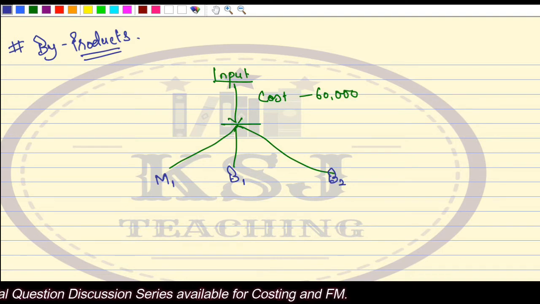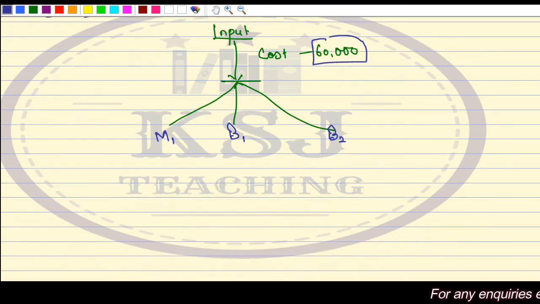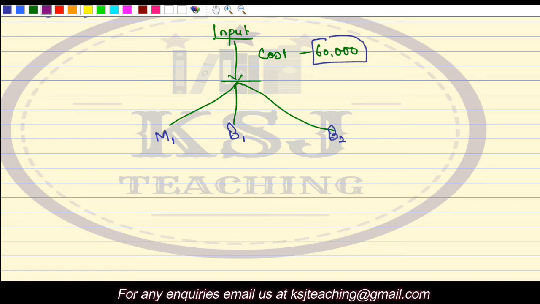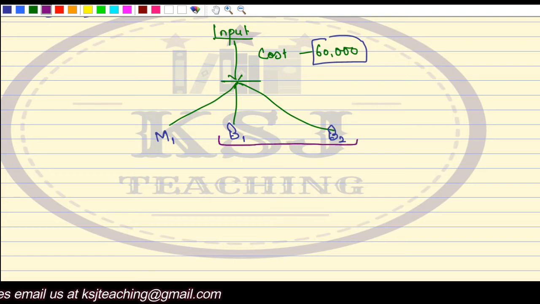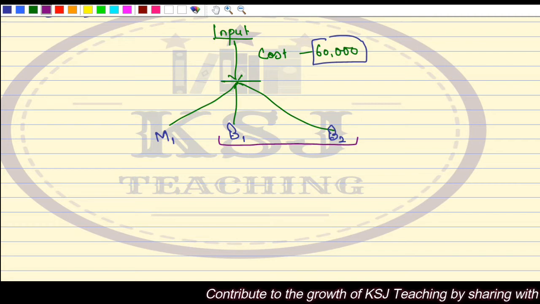Now the point here is how to distribute this 60,000 between this M1, B1 and B2 using the reverse cost method. Now in case of byproducts, when you have to use the reverse cost method, listen to it very carefully. The first step is to consider B1 and B2.